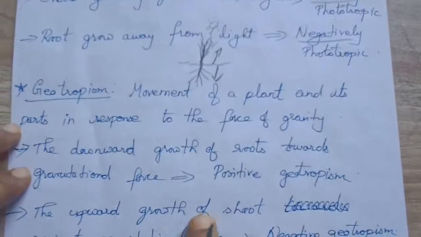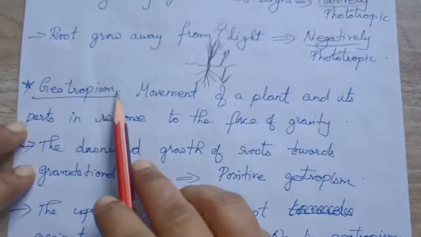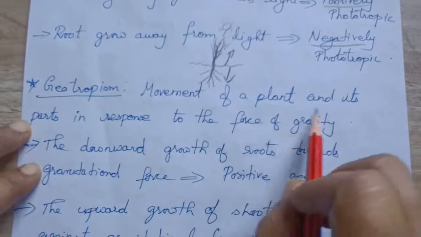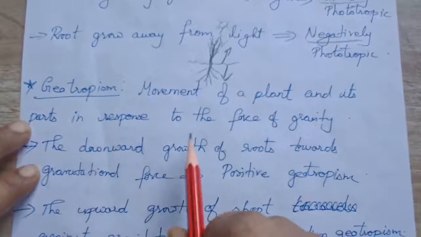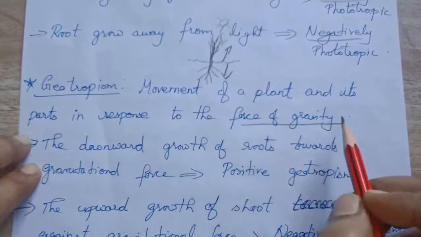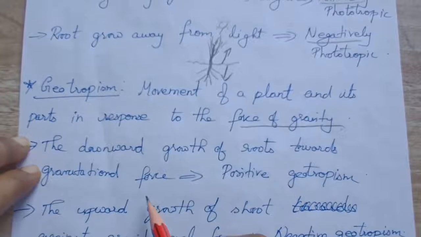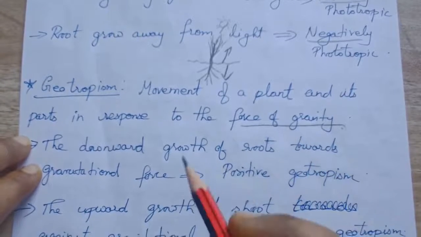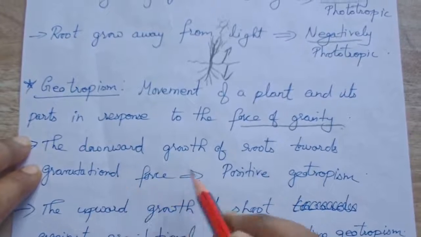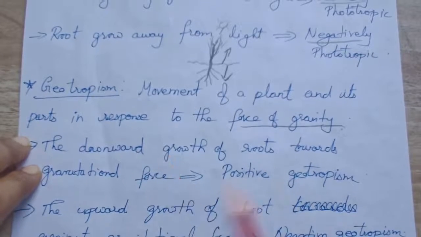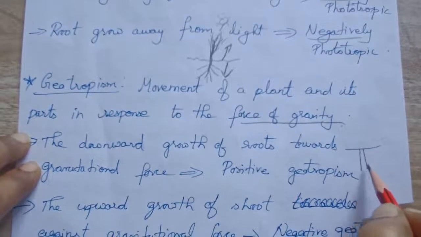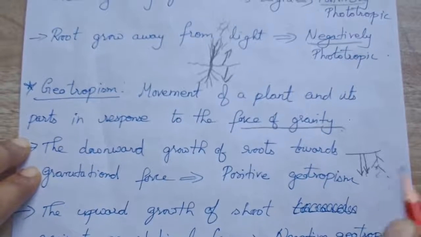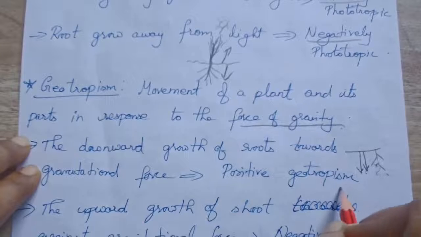Next, geotropism. Geotropism means what? What is the stimulus here? The force of gravity, right? So movement of the plant and its parts in response to the force of gravity is called geotropism. Which will move towards gravity? The root, right? The downward growth of the root towards the gravitational force. The root will go like this, towards the gravitational force. Then it is positive geotropism.